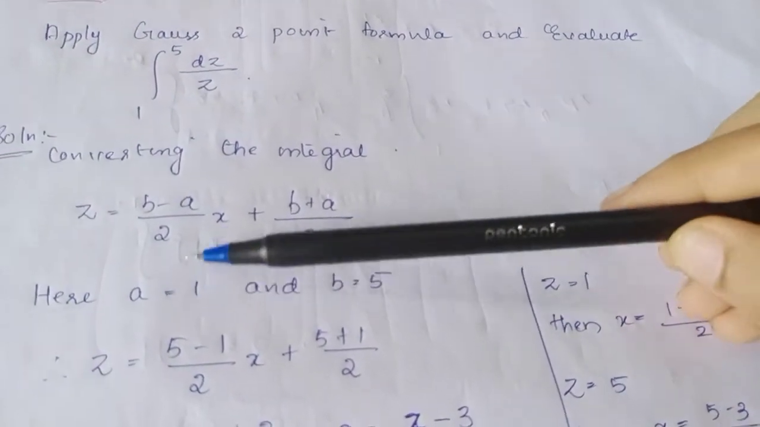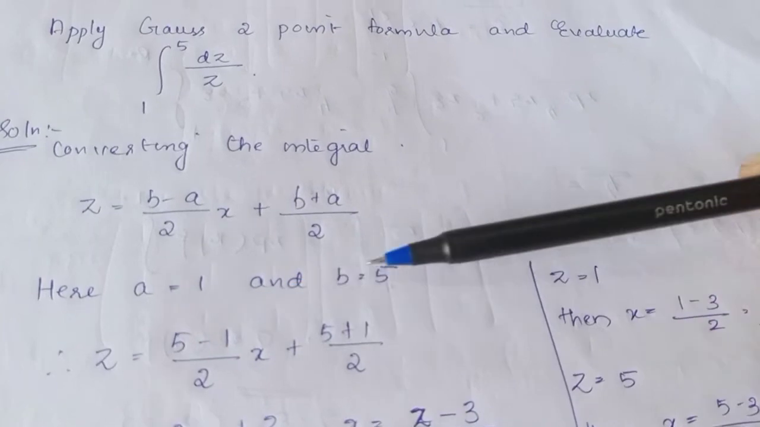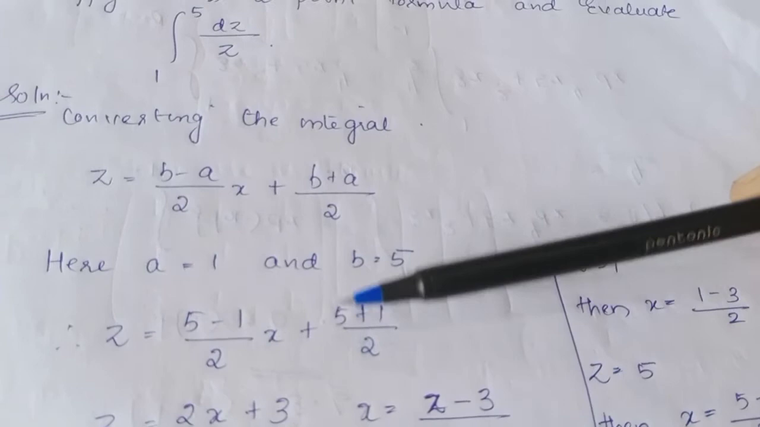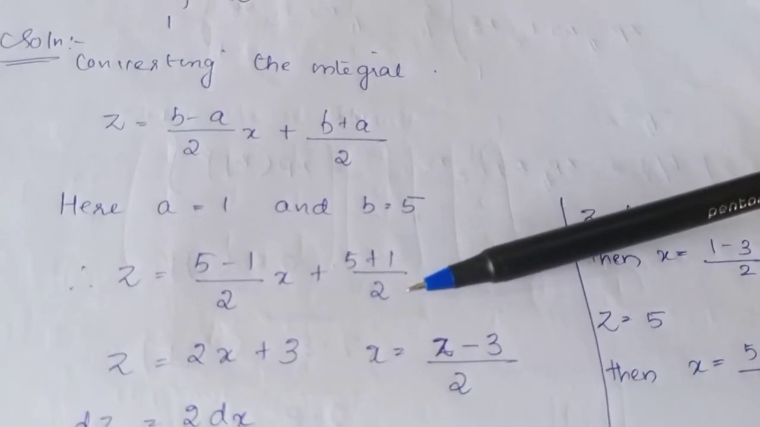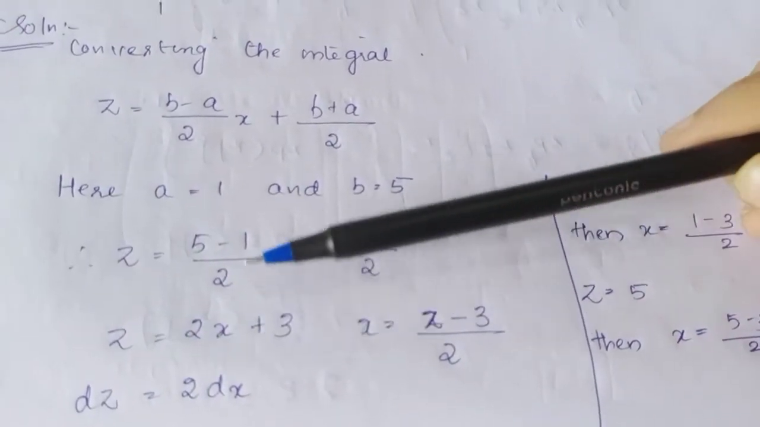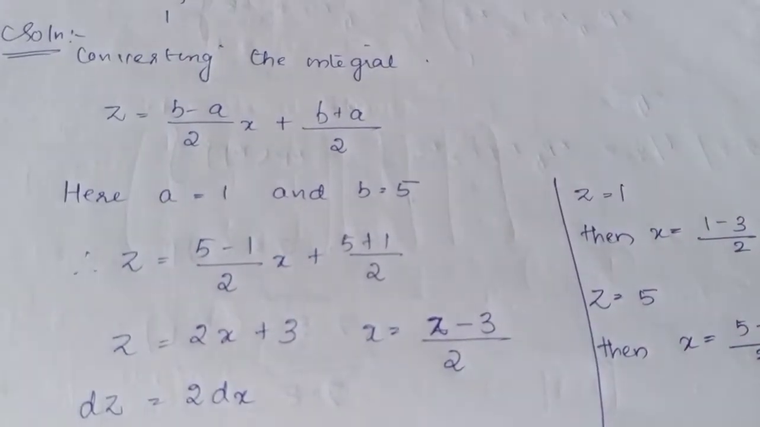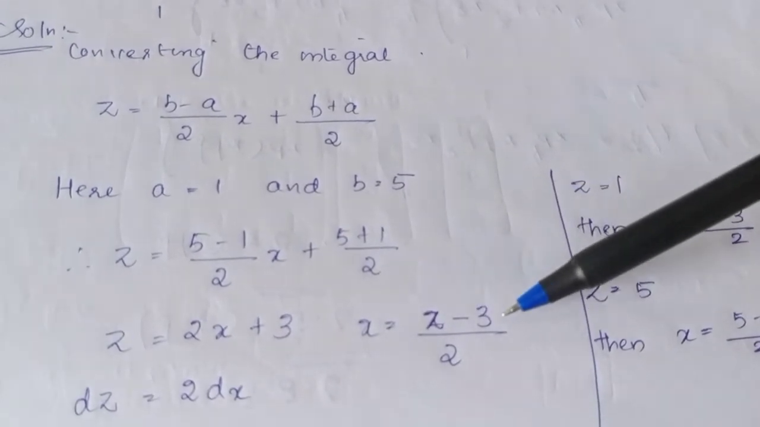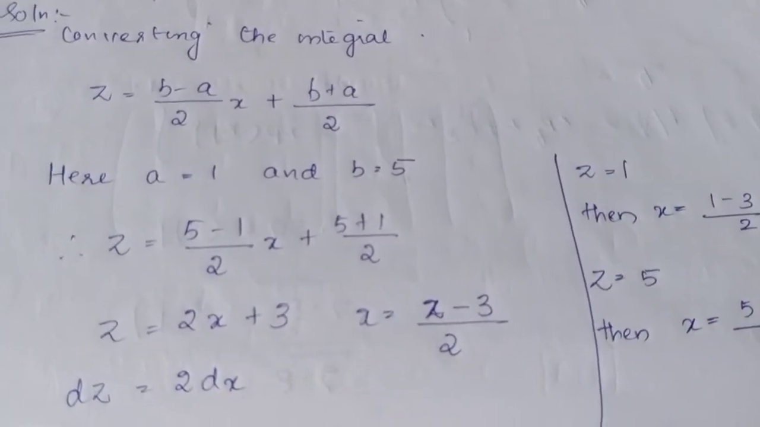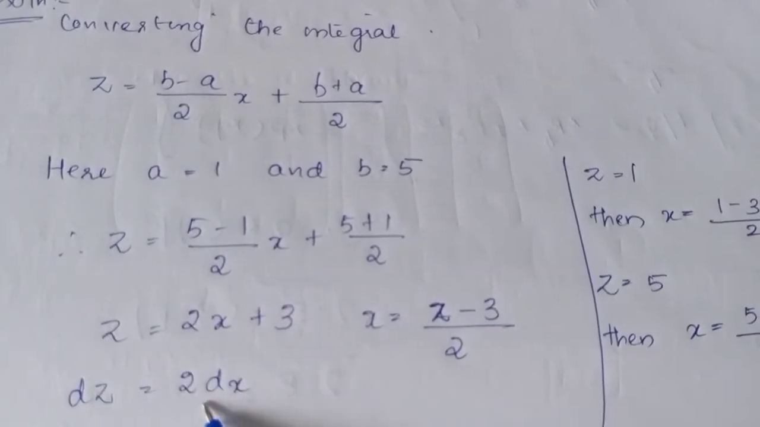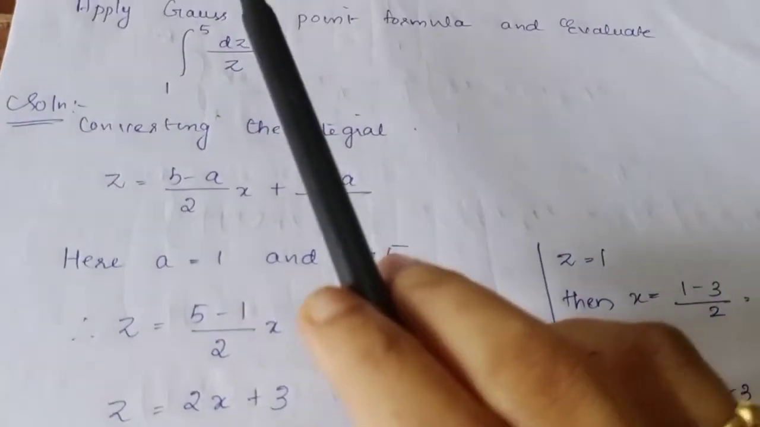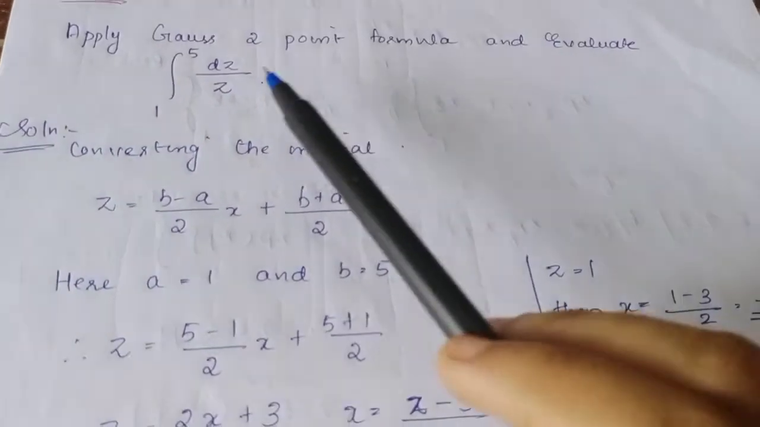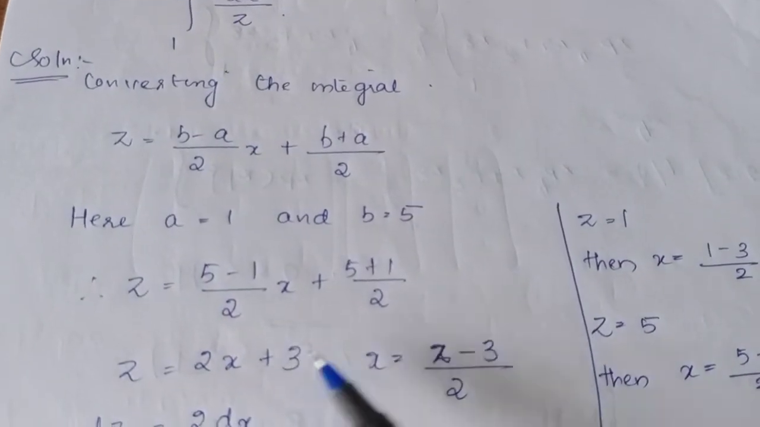Then substitute the values here: b equal to 5 and a equal to 1. So (5 minus 1) divided by 2, x plus (5 plus 1) by 2. Then we got z equal to 2x plus 3. Hence, x equal to (z minus 3) by 2. Then what is dz? That is 2 dx. Now we have dz and z, where dz is 2 dx and z is 2x plus 3.